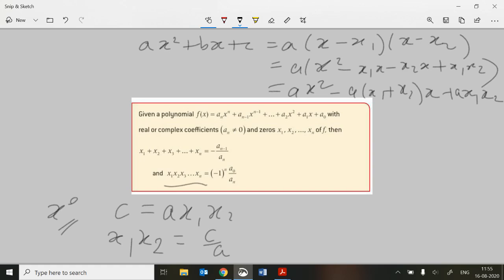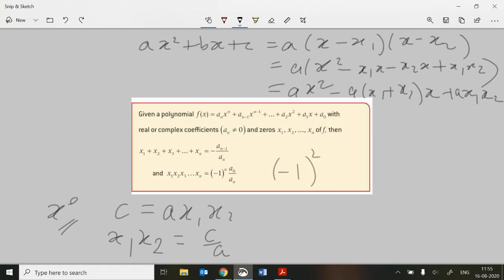Now, the product of the roots, we're being told from this formula here, is -1 to the n times a0 over a_n. In our case, we've got squared as our highest power, so we're going to put in n is equal to 2, and we've got a0, which is equal to c, and then divided by the first term. So it's the last term divided by the coefficient of the first term, so divided by a, and that's of course just equal to c over a, because this is going to be +1. So there we go, we're verifying that this rule is true for quadratics.